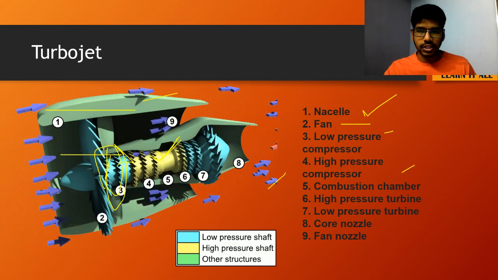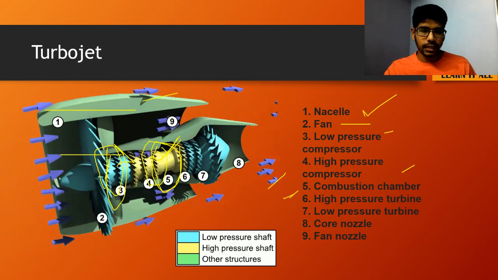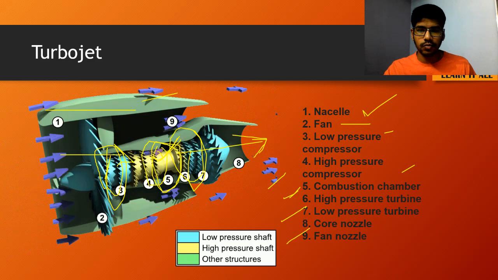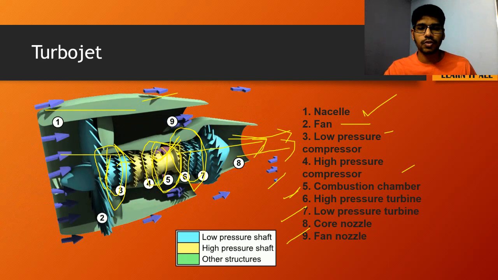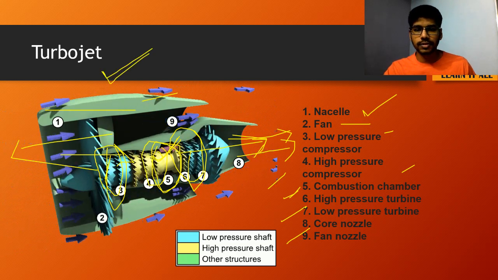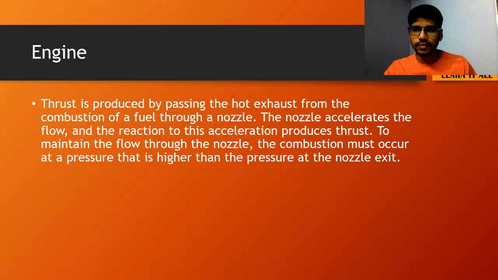And finally the combustion chamber, right? This is the combustion chamber where the ignition actually happens, and the high pressure turbine, which actually increases the velocity, which increases the thrust, and the core nozzle and the fan nozzle, which make the exhaust move away through the nozzle. So whatever force was produced over here, the reaction will be the forward movement of the object, right? This is how the turbojet functions.